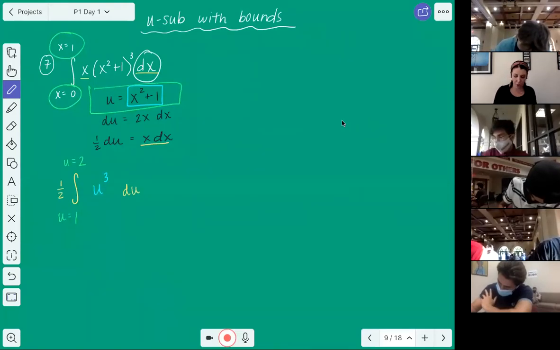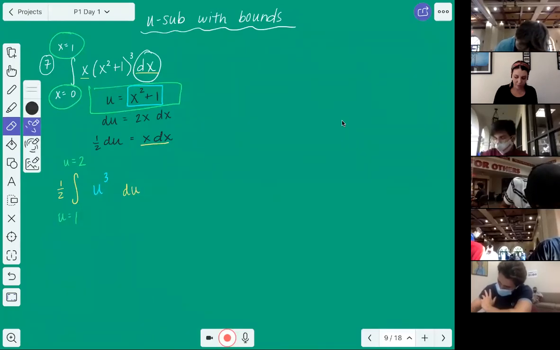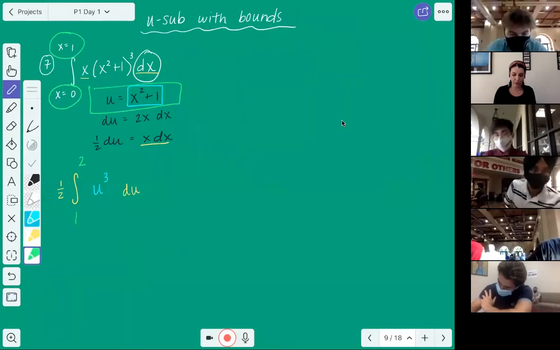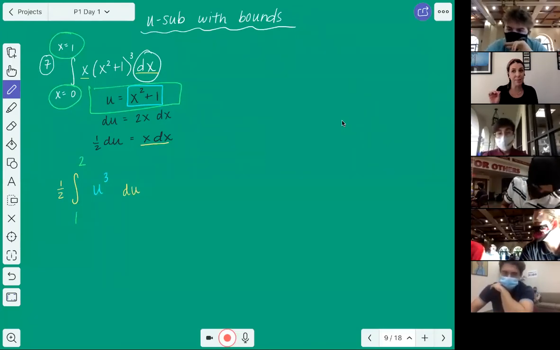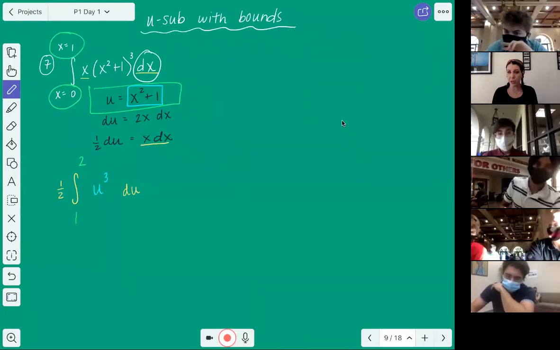You don't need to write the U equals. I'm just writing that so you guys can see how this works. Really, it's just that our new bounds are 1 and 2. On the AP test, there are several questions where they don't even ask you to solve an integral. They just want to see, can you set this up? And the biggest trick that guys miss is that they forget how to change their bounds.